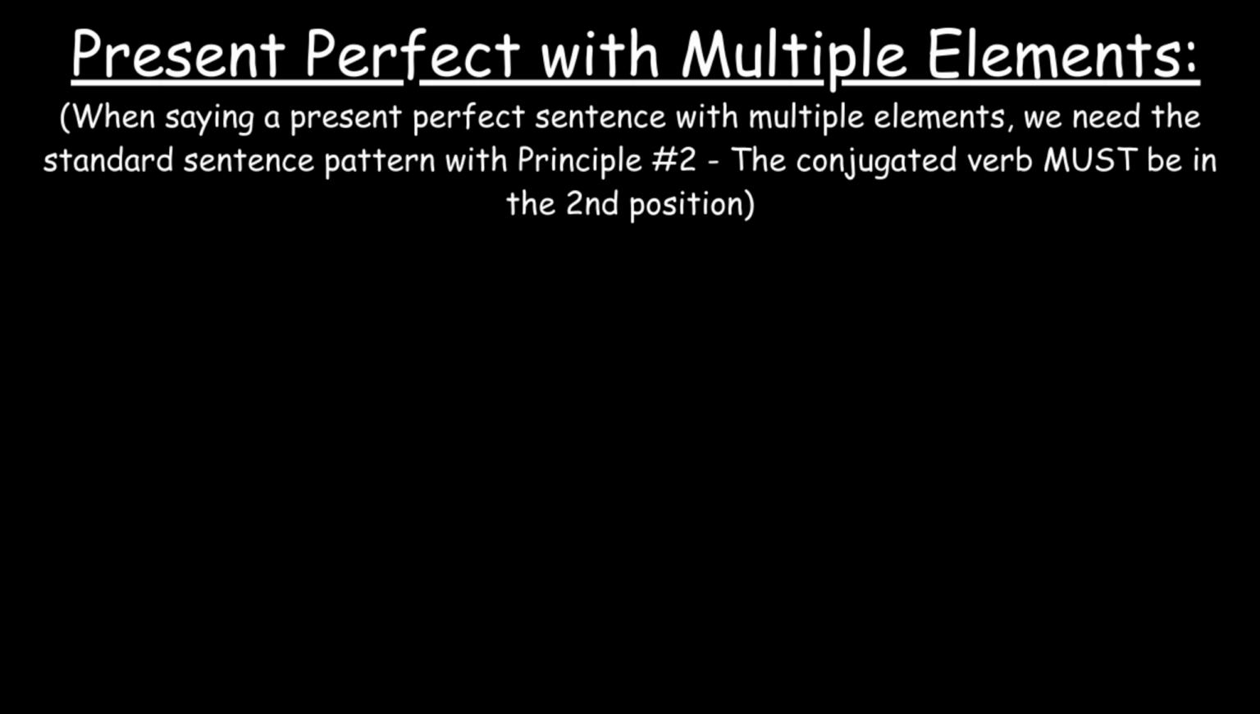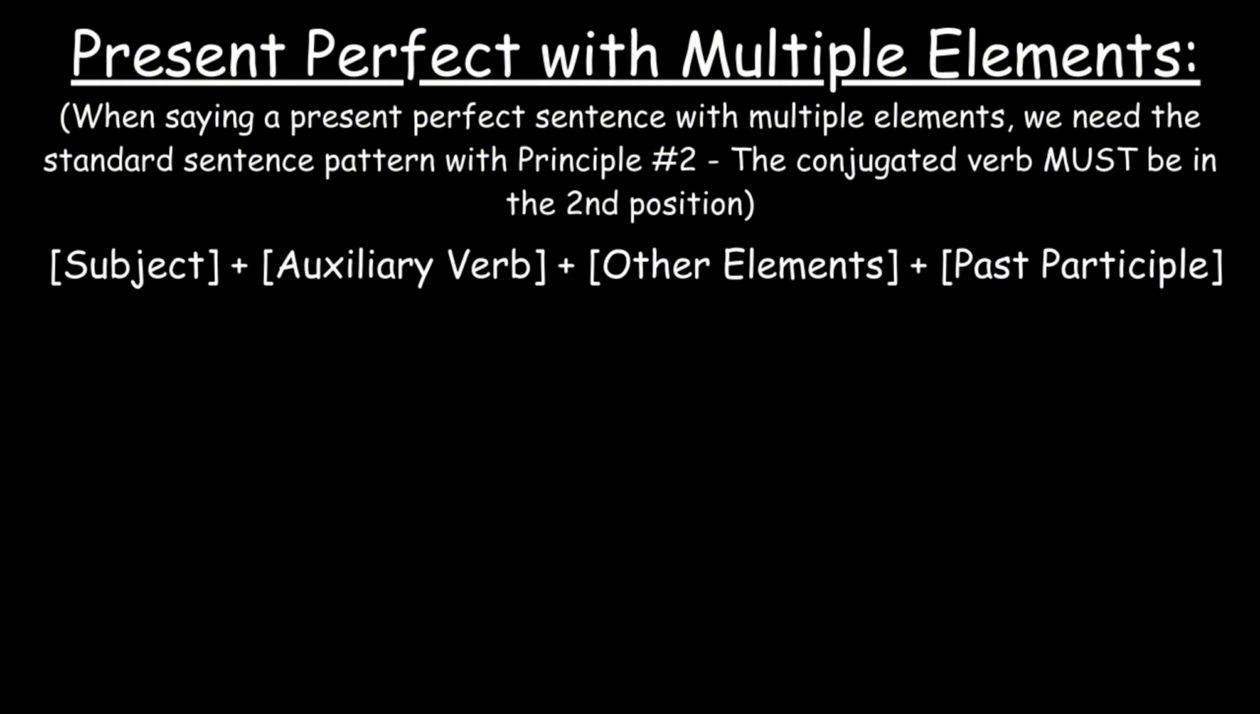When saying a present perfect sentence with multiple elements, German follows the standard sentence pattern with the second principle that the conjugated verb must be in the second position. This means that in a present perfect sentence, the conjugated auxiliary verb, haben or sein, must be in the second position, while the past participle goes to the end. So, the pattern looks like this: a subject, an auxiliary verb, other elements, and a past participle.